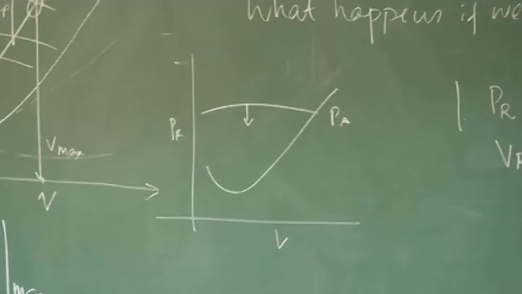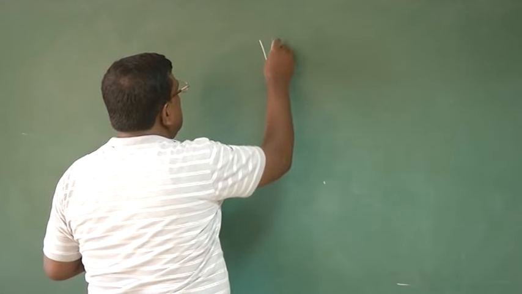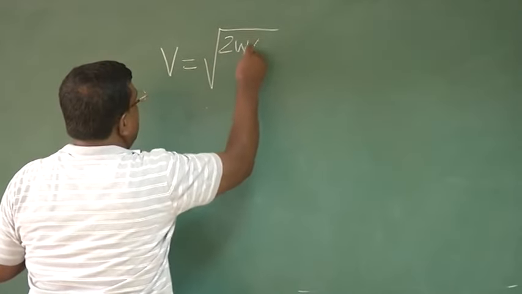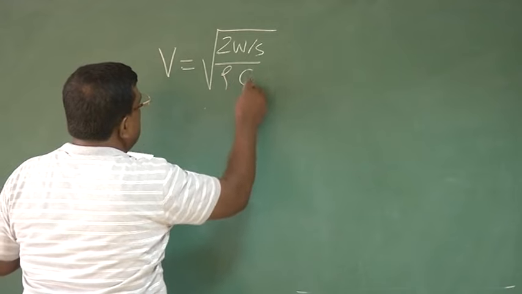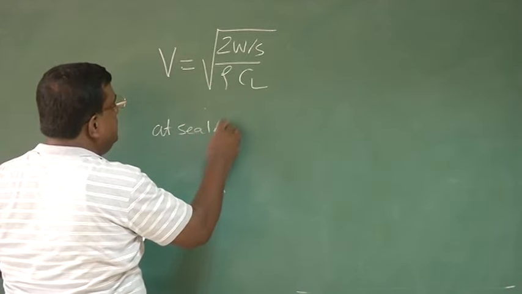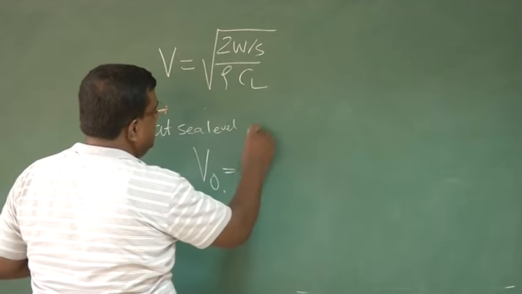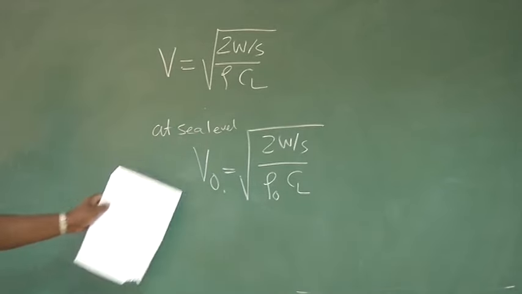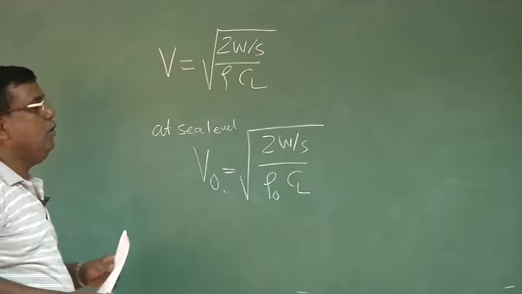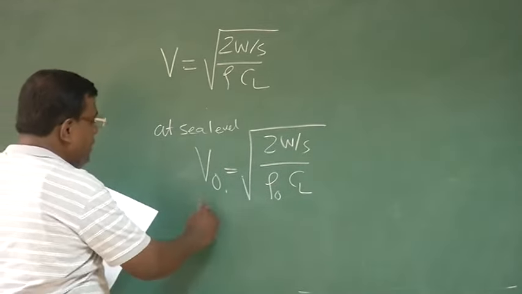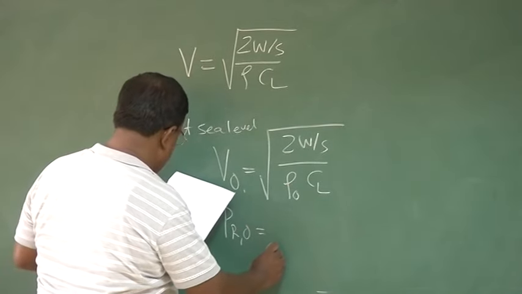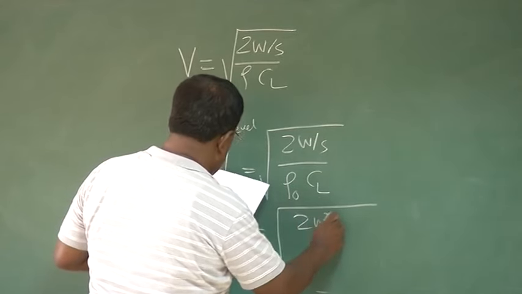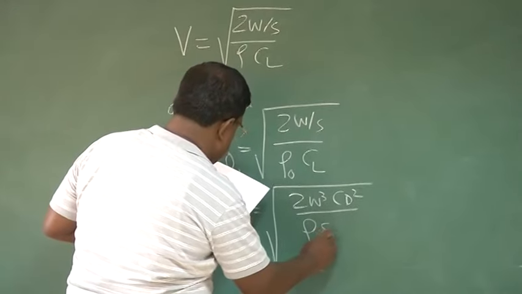Let us see how we can estimate how this variation will change with altitude. That is exactly what we'll be doing now. V, we know for cruise, is root of 2W by S rho CL. So let's say at sea level, we denote it as V naught equal to root of 2W by S rho naught CL. So this V naught represents sea level condition. Rho naught is sea level density. Similarly, power required at sea level will be, we know this expression, 2W cube CD square by rho naught S CL cube.